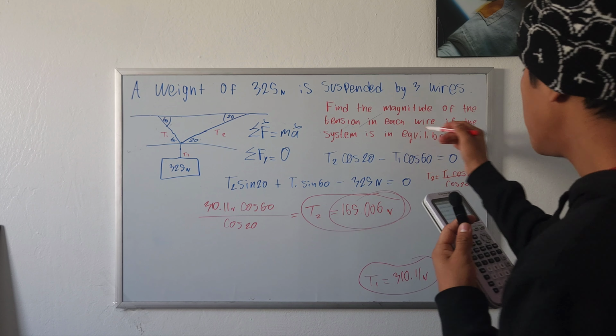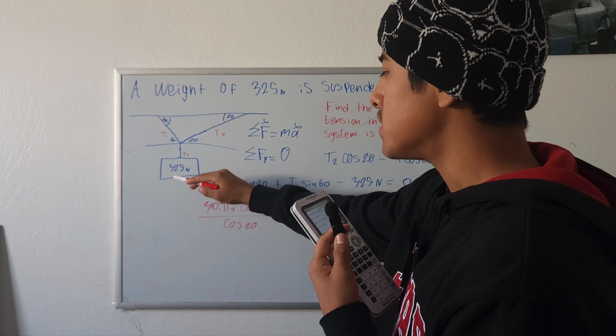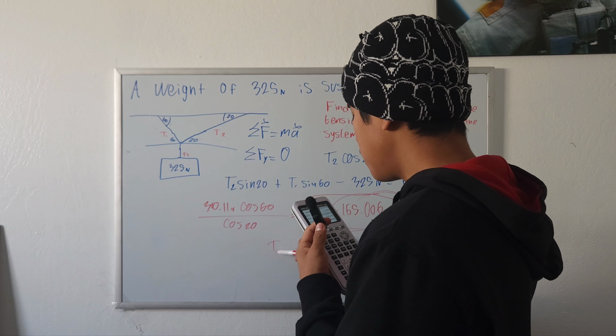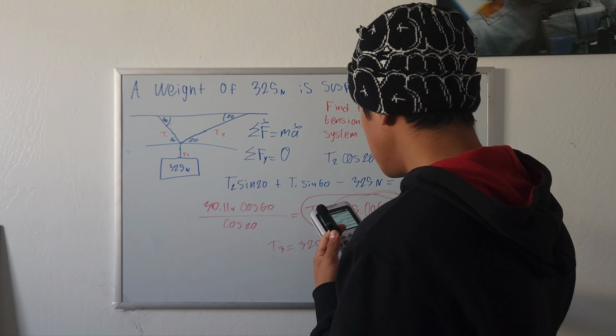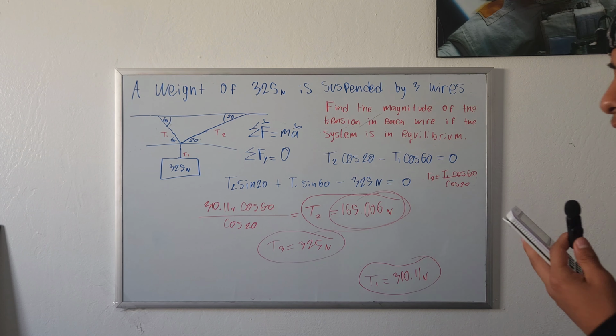And then we are also asked for T3, but we know that T3 is just going to be the weight. So T3 is just going to be equal to 325 newtons. And that is how you solve that.